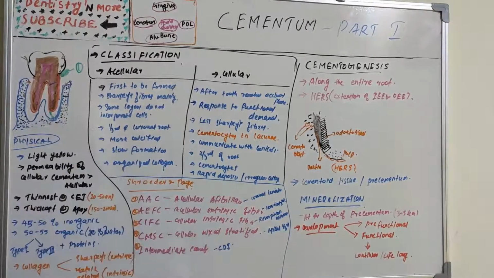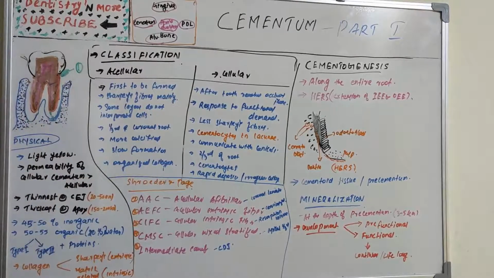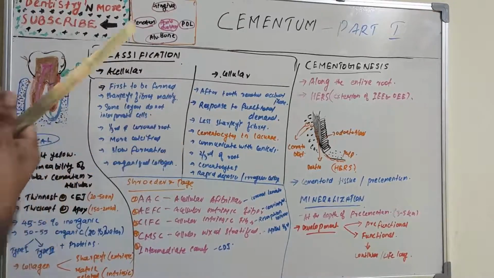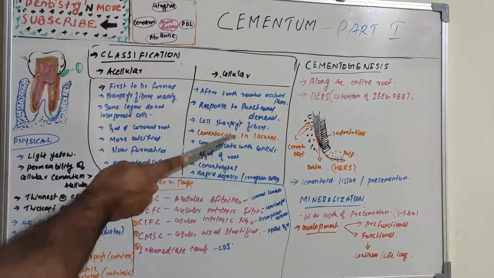So what about cellular cementum? Cellular cementum forms after the eruption of the tooth, once it reaches the occlusal plane. Okay, so its formation is also in response to the functional demand. So when there is a heavy functional load, there will be more cellular cementum deposition to bear the functional load. And Sharpey's fibers occupy a very small proportion; it contains cementocytes in lacunae.